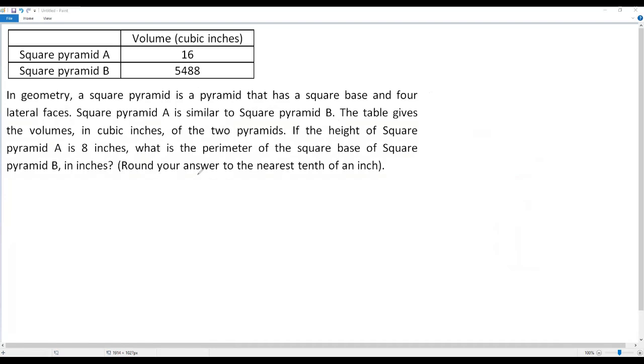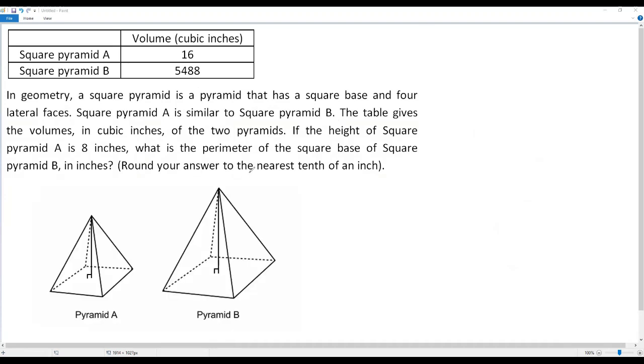Okay, first let me take two square pyramids. Here we have two square pyramids. So there is a square pyramid A and square pyramid B. The base of each pyramid over here is a square. And also for square pyramid A, we have the height that is 8. Okay, let me mark it over here.